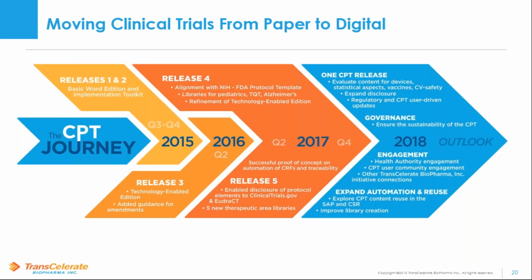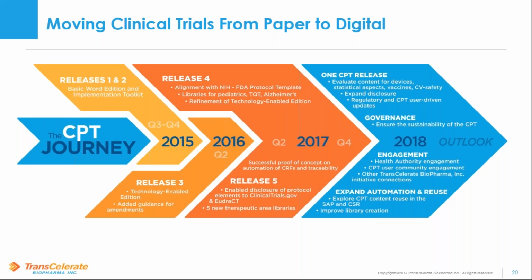Release 4 in 2017 provided updates to the 2 CPT editions in alignment with that NIH FDA template I spoke of. Additional therapeutic libraries were also introduced, as well as some enhancements to the technology features. Importantly, the team also demonstrated proof of concept regarding the potential for CPT to drive automation of CRFs and traceability. Later in 2017, a second CPT release, Release 5, enabled disclosure of many protocol elements to clinicaltrials.gov and UDRA-CT, and provided 5 new therapeutic libraries.